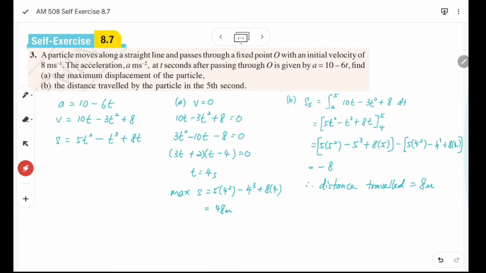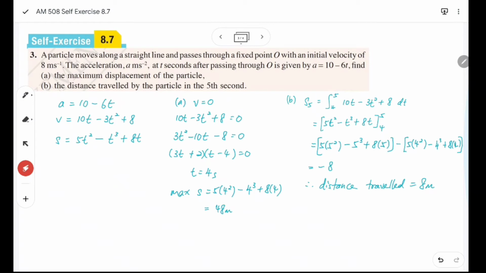So come back to A. We need to find the maximum displacement of the particle. So maximum displacement happens when v equals to 0, or ds/dt equals to 0. So when v equals to 0, 10t minus 3t squared plus 8 equals to 0. Arrange it so that we have a general form of 3t squared minus 10t minus 8 equals to 0. And by factorization, we will get (3t plus 2) and (t minus 4) equals to 0. So we end up with t equals to 4 when the maximum displacement happens.